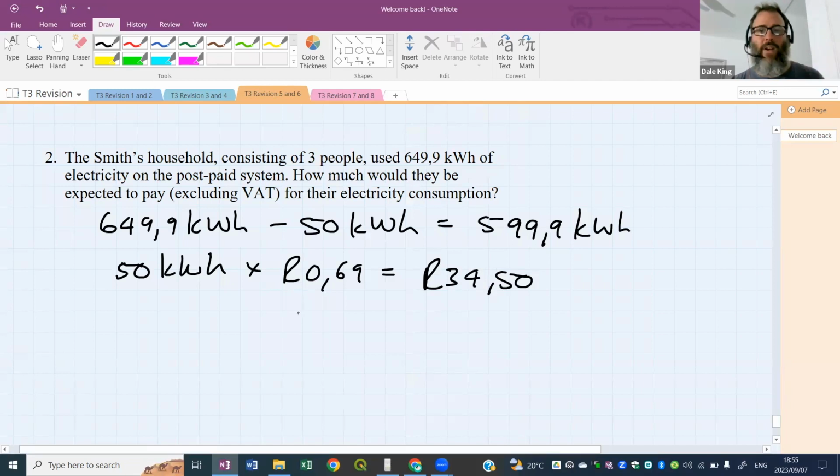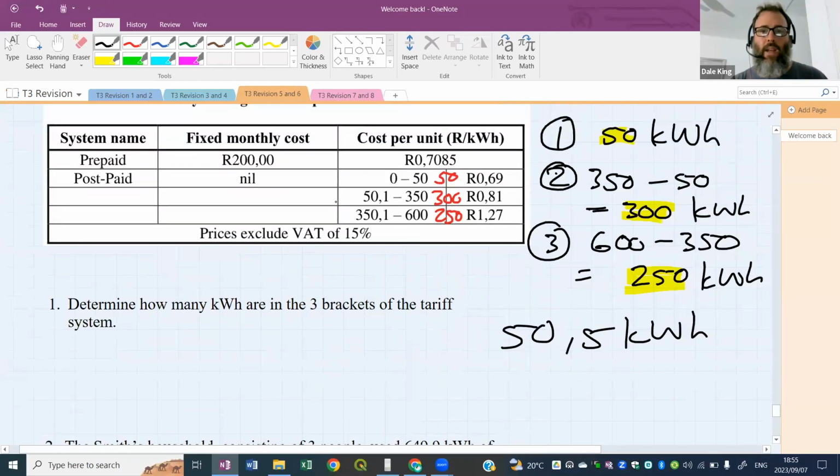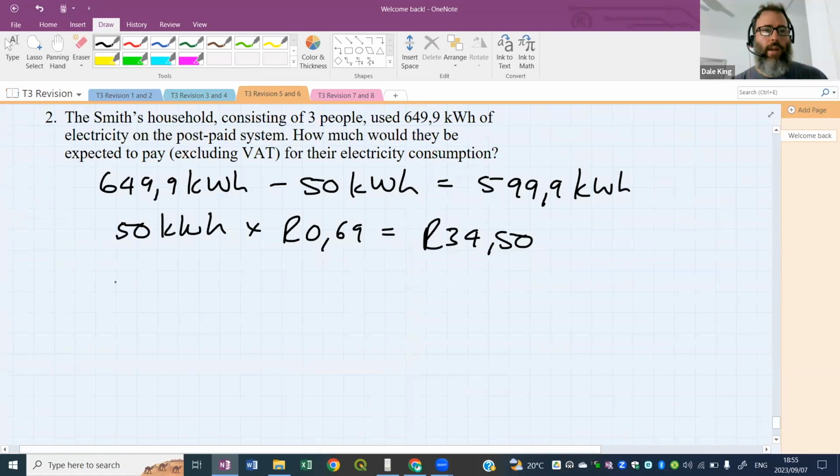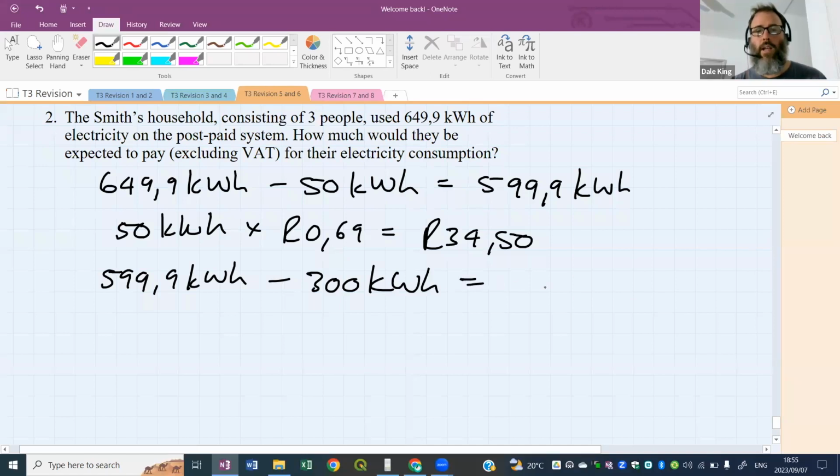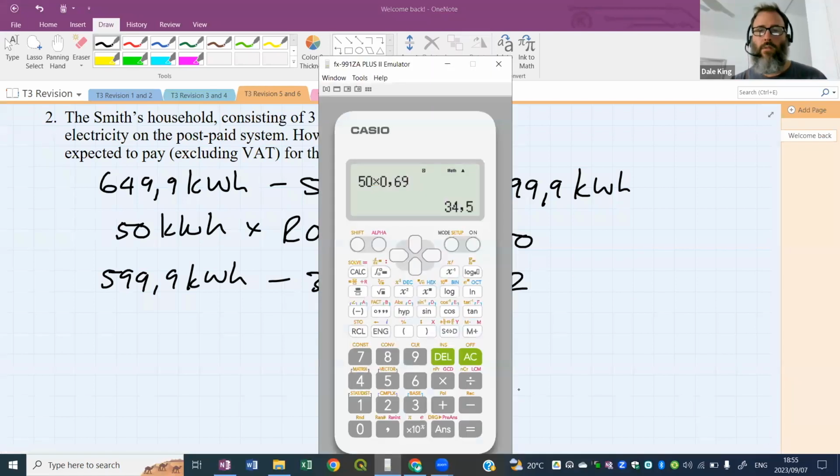I still have 599 kilowatts left. Well, the second bracket has 300 kilowatts in it. So I'm going to move all the way through there and go into the third one. All the kilowatts in the second bracket comes to 300. So I'm going to say I've got 599.9. The second bracket has 300 in it, so I'm going to take 300 and charge it at a new rate. Let's check it out. 599.9 minus 300. Whoopsie, get rid of that.